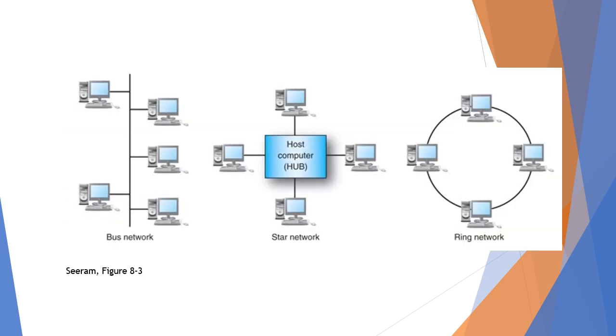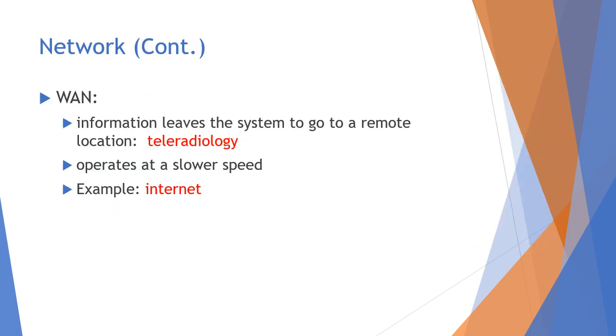The examples of LANs are the bus network shown on the left-hand side, the star network in the center, and the ring network on the right. That's where all the computers are networked together. WAN stands for Wide Area Network, and that's where information leaves the system to go to a remote location. That's teleradiology. It operates at a slower speed, and the example is the internet.